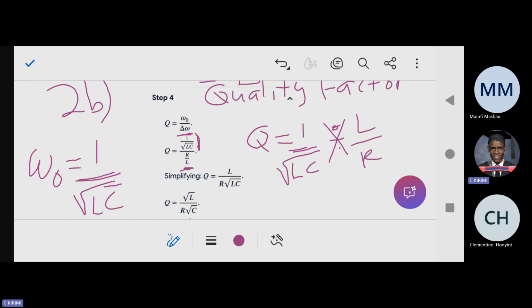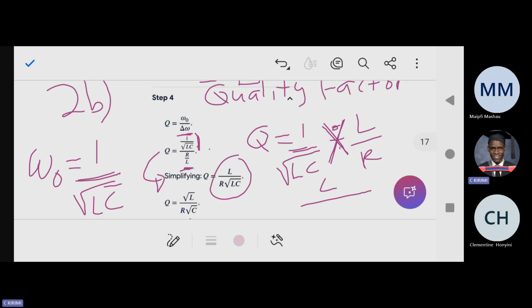So your question was, how did they arrive at this point from here? How did they come to the simplification from here? Is that the question? So we took the formulas, we multiplied the 2 equations. Then they just rearranged. They started with L, which means it's L over, instead of multiplying by root of LC, then they started multiplying by R.